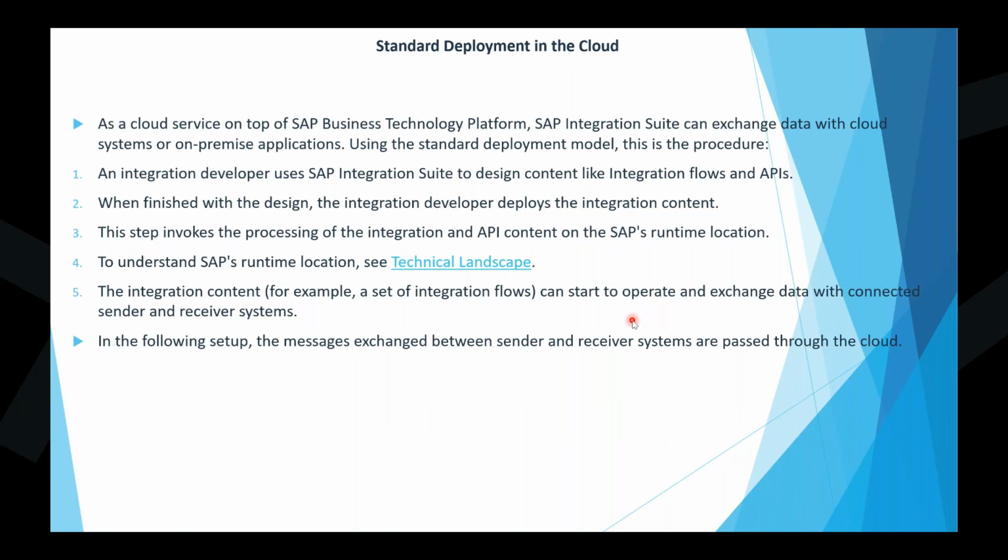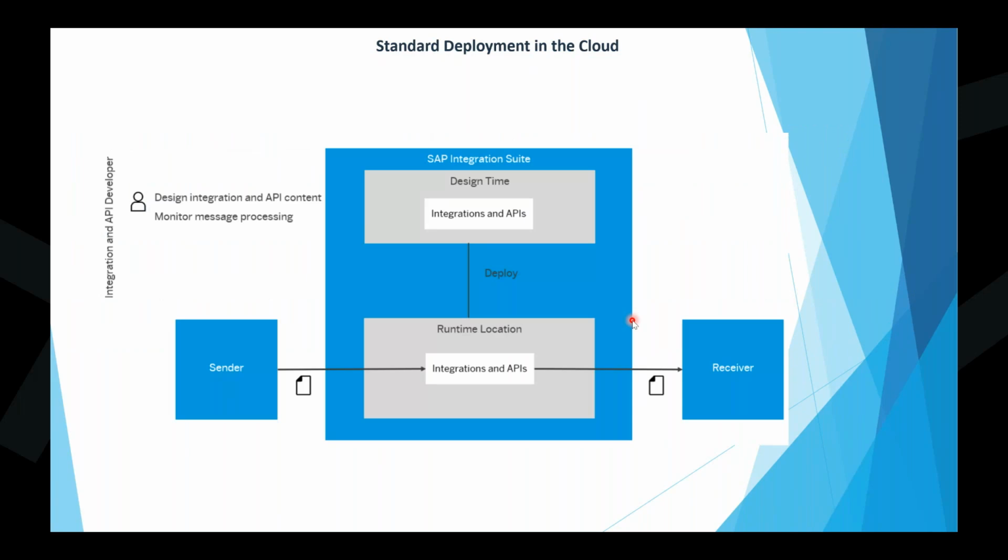Clear? Then this is how the deployment works. Any questions? So now you see, this is the sender and this is the receiver and this is your integration APIs, and you are deploying it and the receiver is receiving it. Any questions?